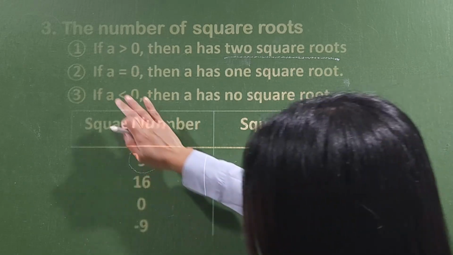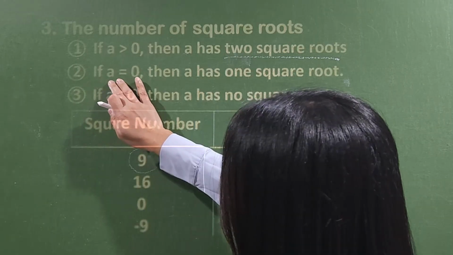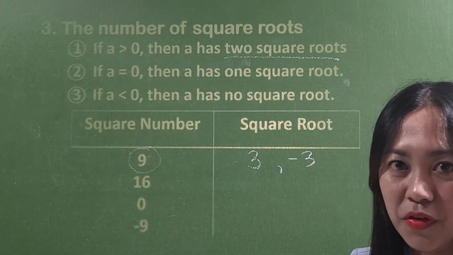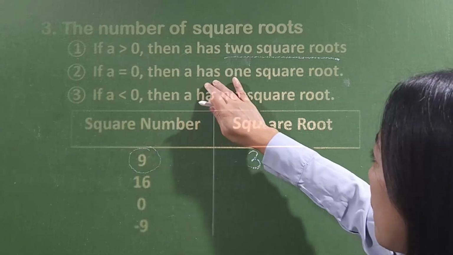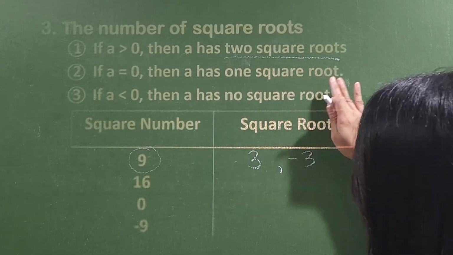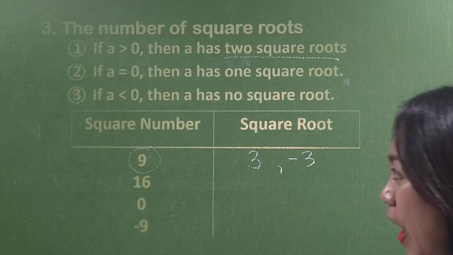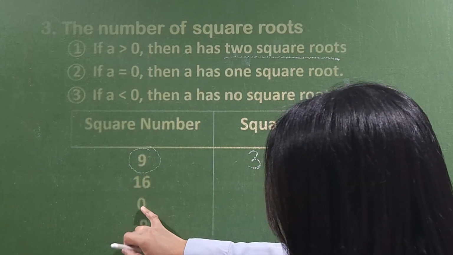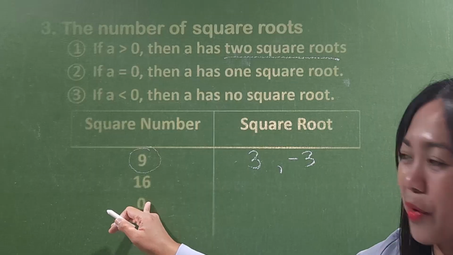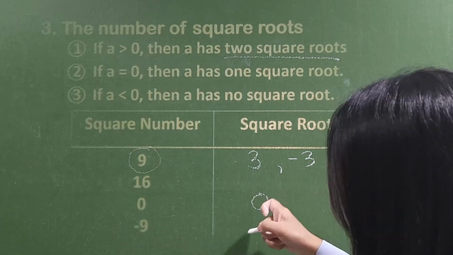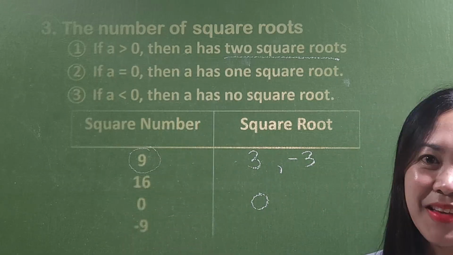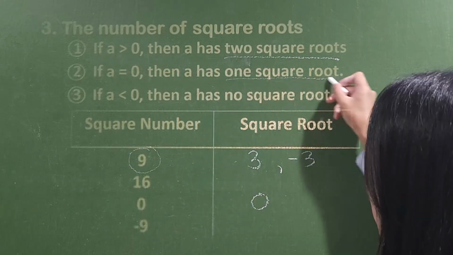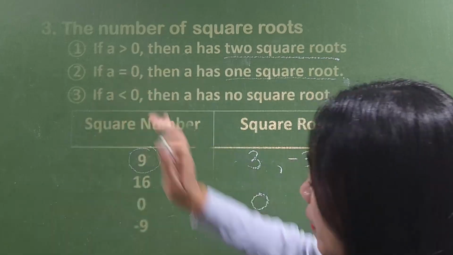Now, how about if our square number is equal to 0? Then this square number has 1 square root. If our square number is 0, then the only square root is 0 because 0 times 0 will give us 0. So, we only have 1 square root if the square number is 0.